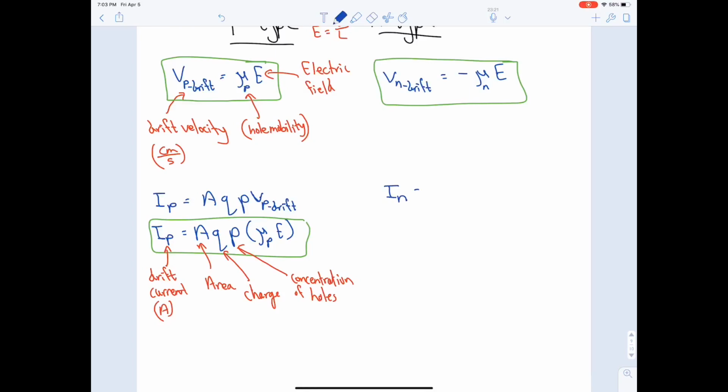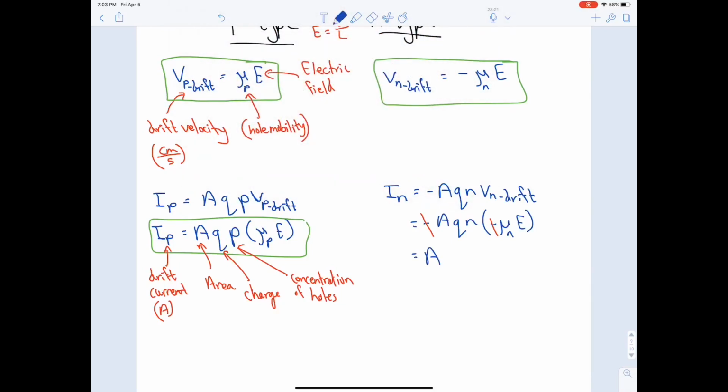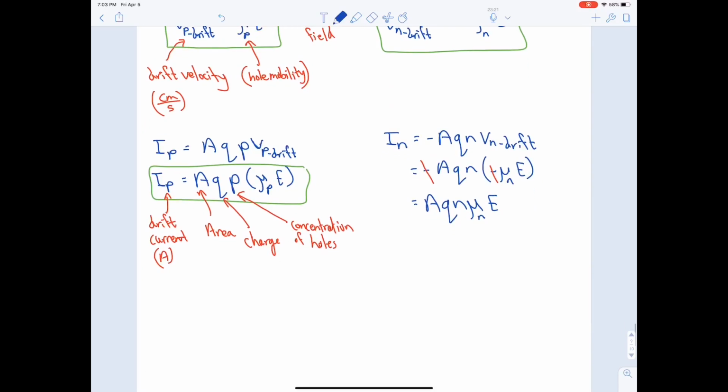Okay, moving on to the n-type. In is the same equation but with a negative: A Q n Vn drift. So Vn drift is minus mu n E. Minus with the minus, they cancel each other, right? This will result in A Q n mu n multiplied by E. Okay, that's In. Let me put it in a box.